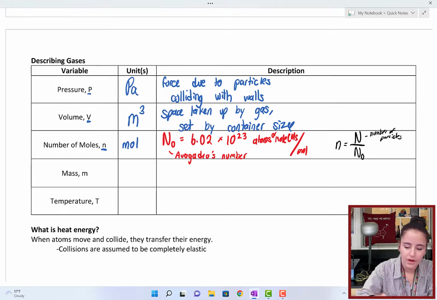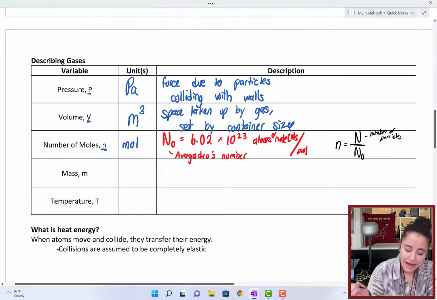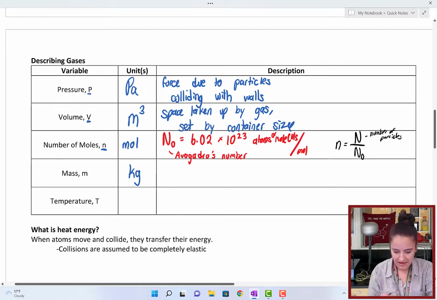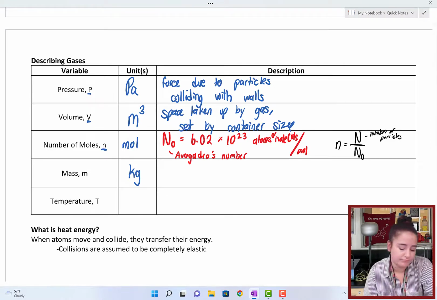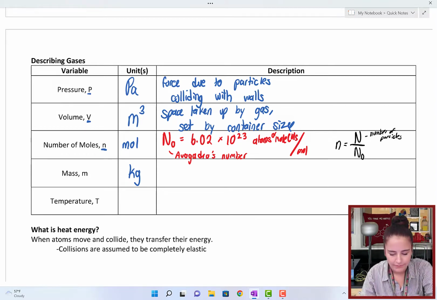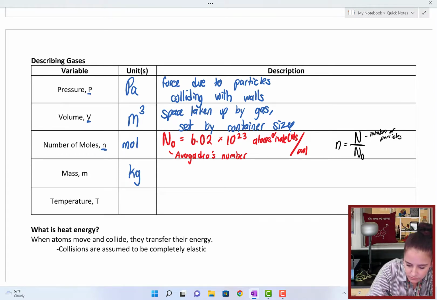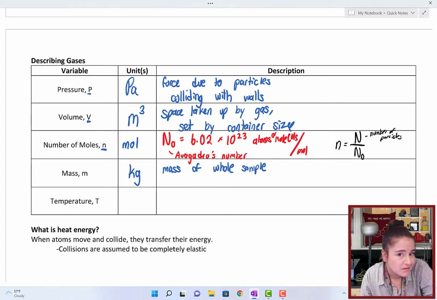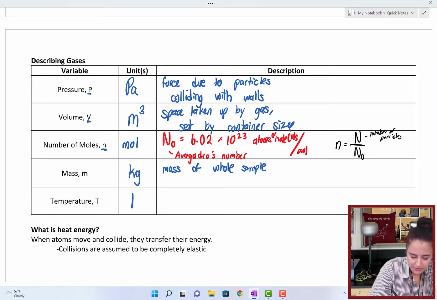Okay, cool. If we're talking about the mass of a sample, we'll talk about its mass in kilograms. It is just the total mass of the sample. Normally when we do this, we'll make sure not to include the container that it's in. And then temperature, which we use units of Kelvin, is the average kinetic energy.